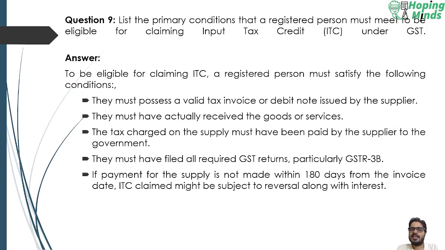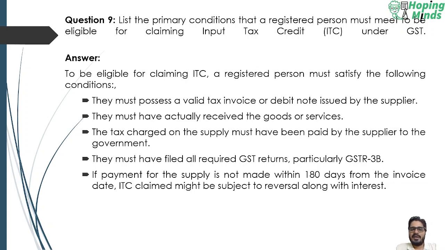Any taxes that have been charged from the recipient but have not been remitted to the government disallow the availability of input tax credit to the recipient. They must have filed all required GST returns, particularly GSTR-3B.